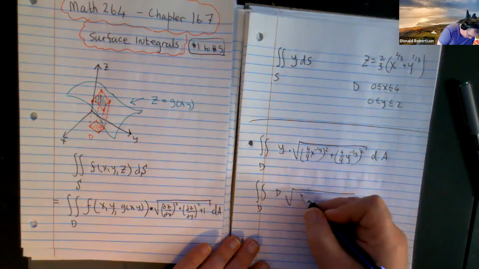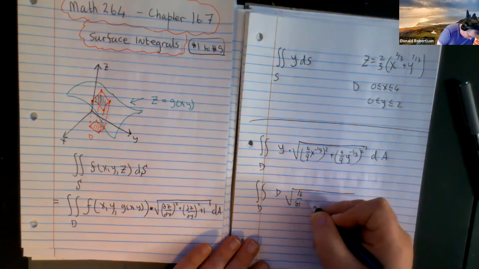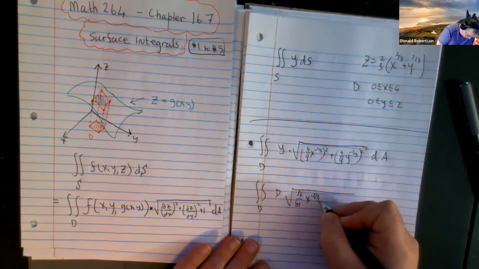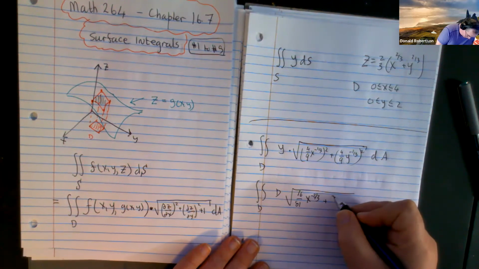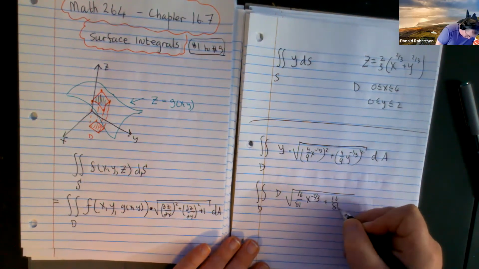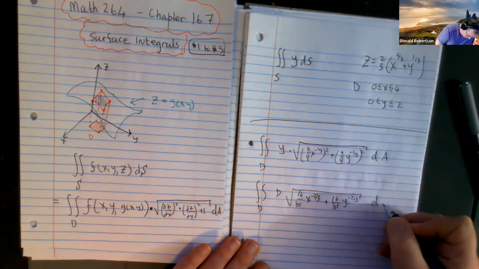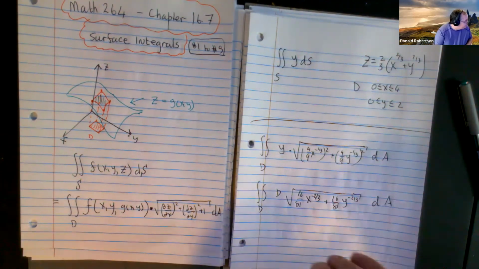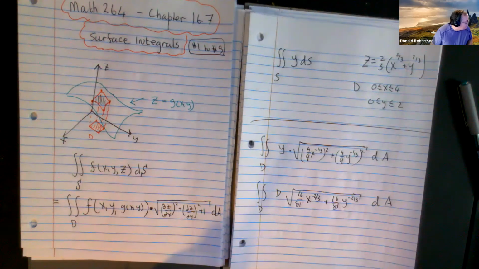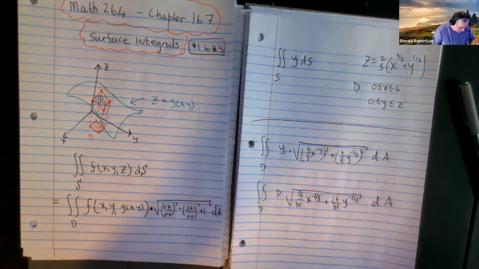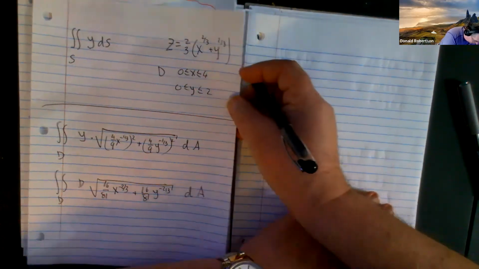You're going to get 16/81 x to the negative 2/3, and you're going to get 16/81 y to the negative 2/3, and you're going to have a dA. Oh, no wonder it's ugly. I apologize. I should do my scanning better.